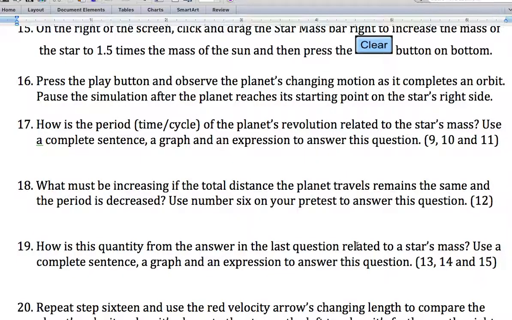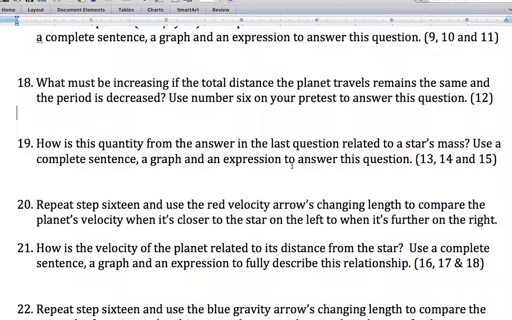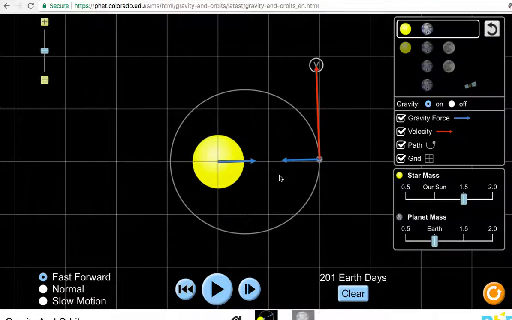Okay, so we just finished half of the simulation here. We're on number 15 now. Moving on. Repeat step 16 and use the red velocities arrow changing length to compare the planet's velocity when it's closer to the star on the left to when it's further on the right. So we want to make the same observation we did last time, but let's pay attention to the length of this red arrow right here. Some of you probably noticed it already last time.